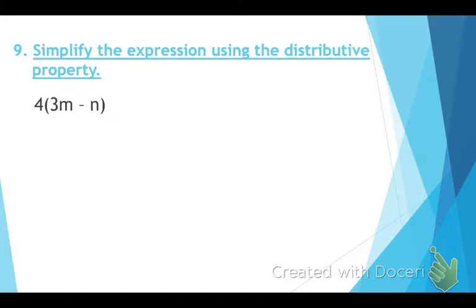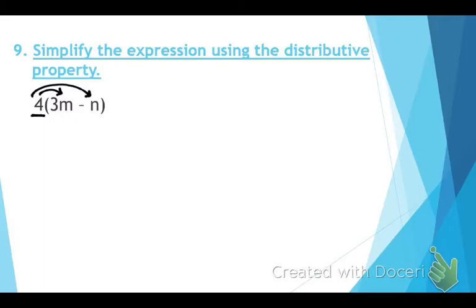Number 9 says, simplify the expression using the distributive property. This is the concept that you guys learned during our flipped classroom over 3.3. A lot of people on their quiz were clueless about this, which tells me you might not have really been listening during the flipped classroom. So remember, anytime you have a number right next door to the parentheses, should I add it, subtract it, multiply, or divide it? Multiply it. I have to multiply the 4 times the first term and multiply the 4 times the second term.